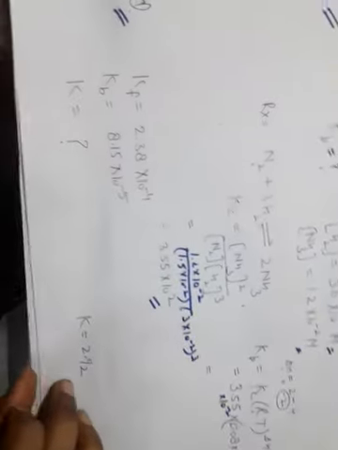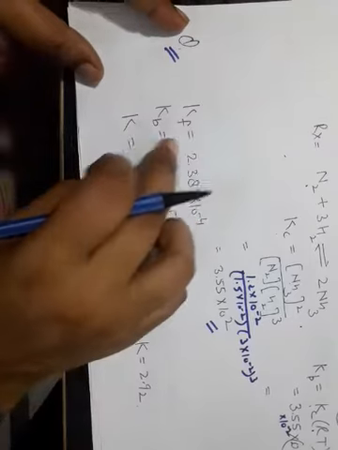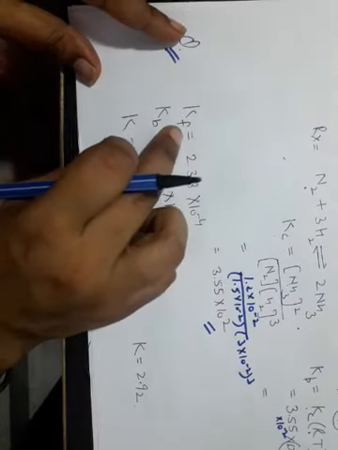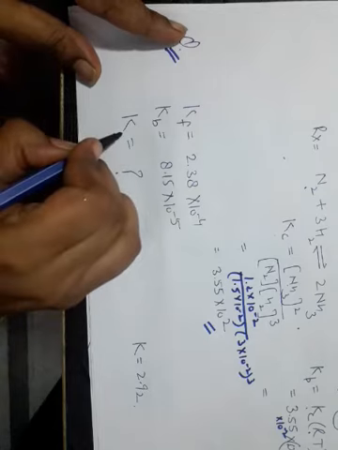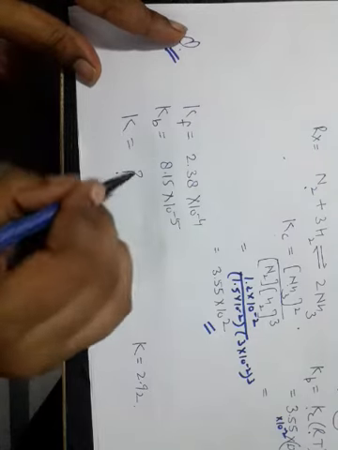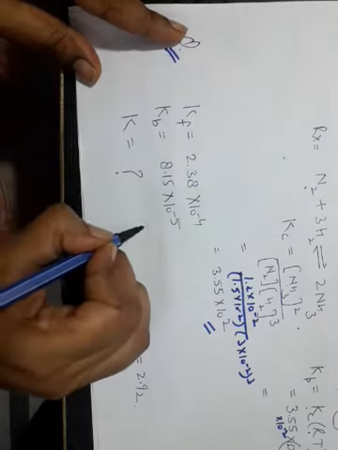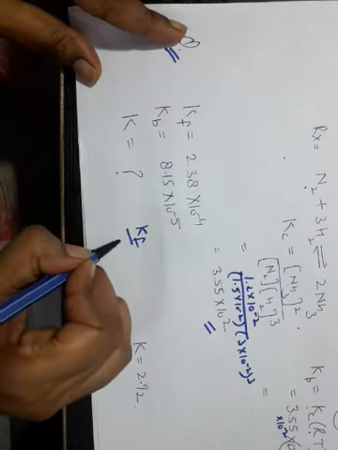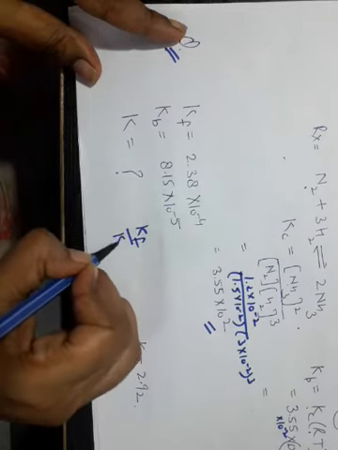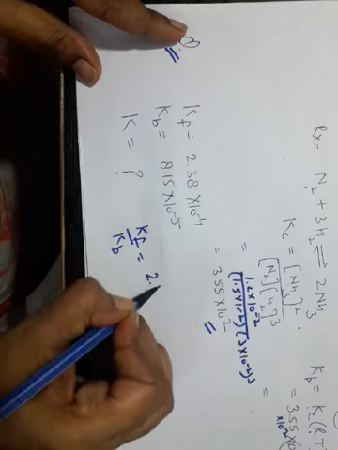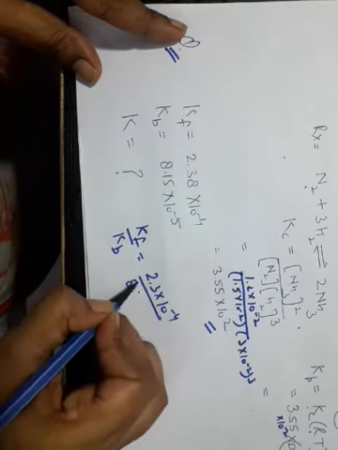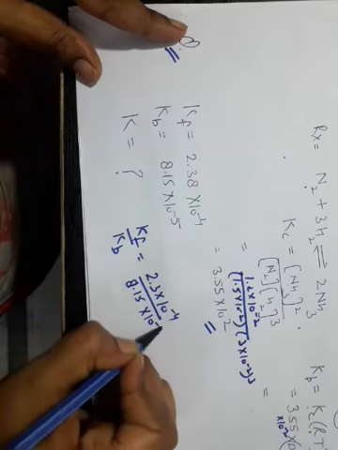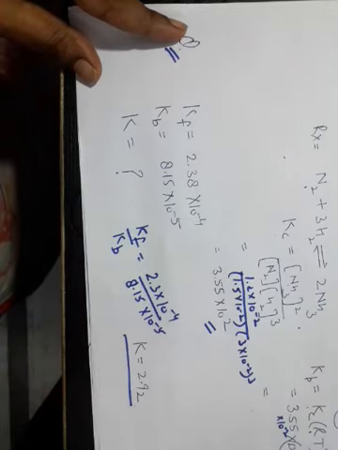The next question. Kf and Kb are given, that means the forward direction and backward direction constants are given, and the equilibrium constant is asked. As we all know, the equilibrium constant is equal to the ratio of Kf over Kb. Place the values and find out your answer, that is 2.92.